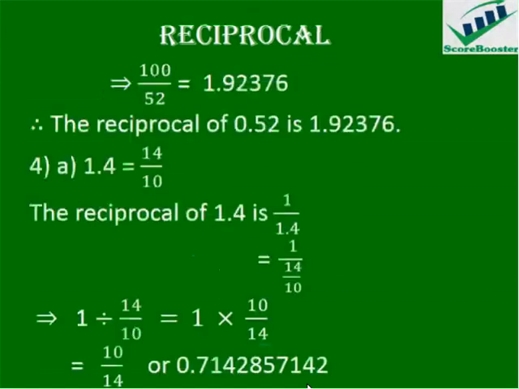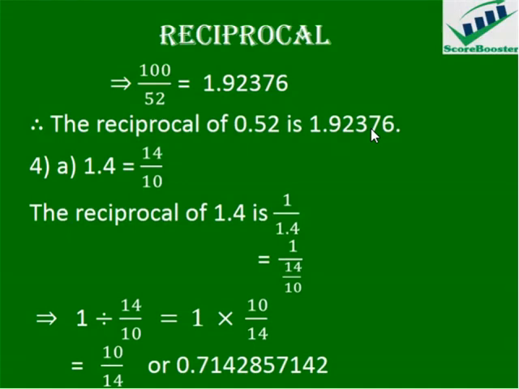This implies that 100 over 52 is 1.5236. I know that 100 over 52 is the reciprocal of 0.52. Therefore, the reciprocal of 0.52 is what? 1.92376. And that solves the question.